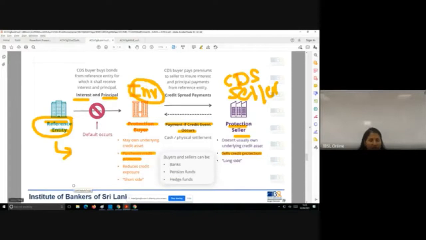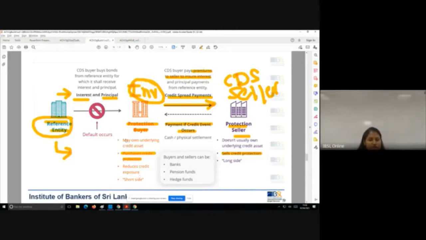If no default happened during that time, then the reference entity will keep giving the interest and principal payments regularly, and the protection buyer has to keep paying the protection seller the credit spread payments. The CDS buyer pays premiums to the seller to ensure interest and principal payments from the reference entity. Okay, this is how the arrangement works.